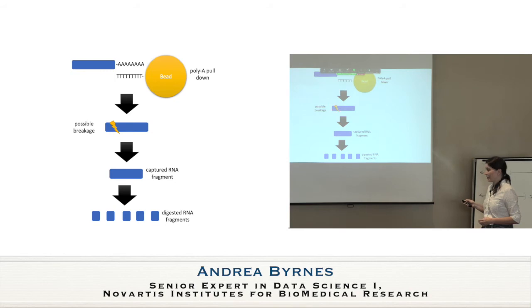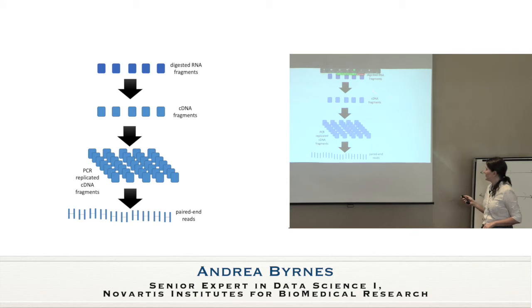There is the possibility for breakage and losing information over here on the 5' end of the transcript. But nevertheless, you have some captured fragment of RNA that can then be digested into fragments. These digested fragments then become cDNA. This is that backward sort of decoding thing. Again, humans don't do this naturally. We don't go from RNA to DNA, but retroviruses do. And then make more of this so that we can sequence it.